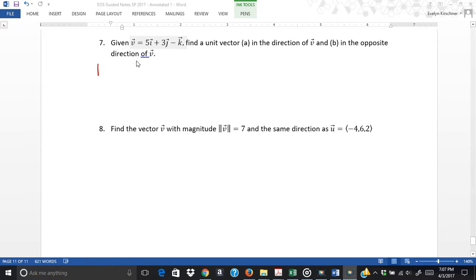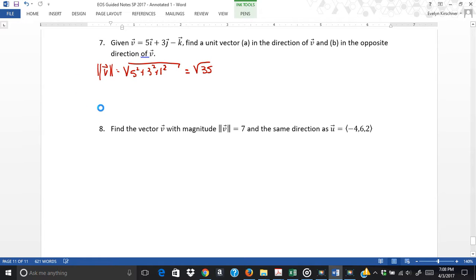So I want to find a unit vector in the direction of v to begin with. In order to find the unit vector, the first thing I have to do is find the magnitude of v. And that's the square root of 5 squared plus 3 squared plus 1 squared. So that equals radical 35.